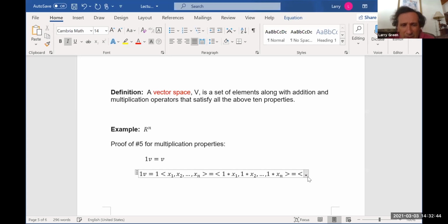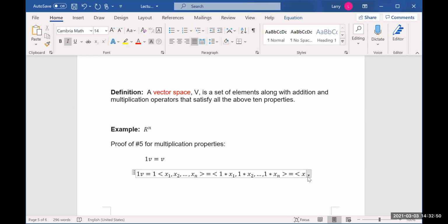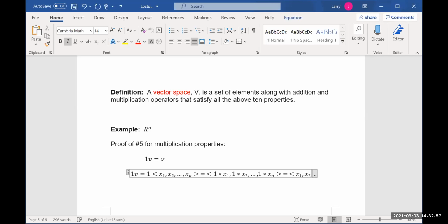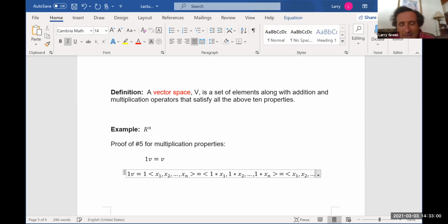That's equal to, well, what is 1 times x1? It's not a trick question, by the way. x sub 1, comma, and what's 1 times x2? x sub 2, very easy, comma, dot, dot, dot, and 1 times x sub n is x sub n. So you'll find these proofs are very tedious, takes a long time, but nothing's hard. And by the way, that by definition is v, and we're done.